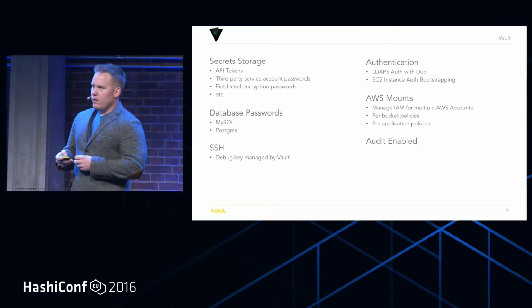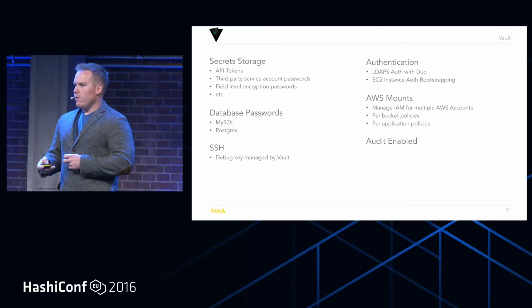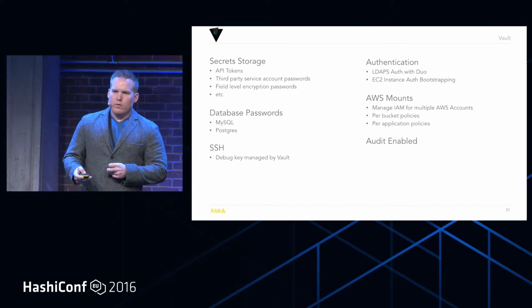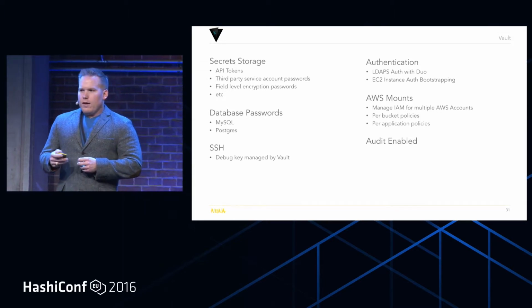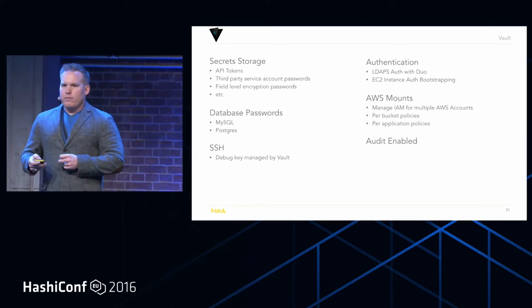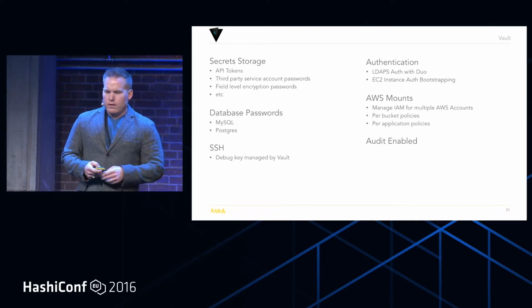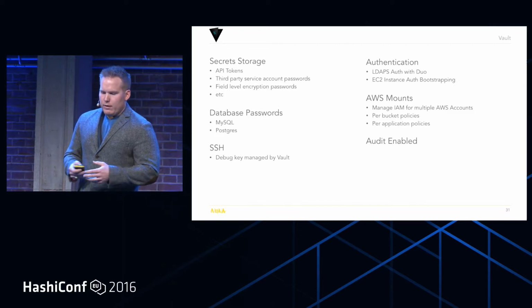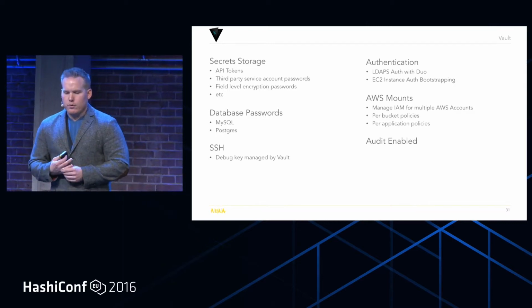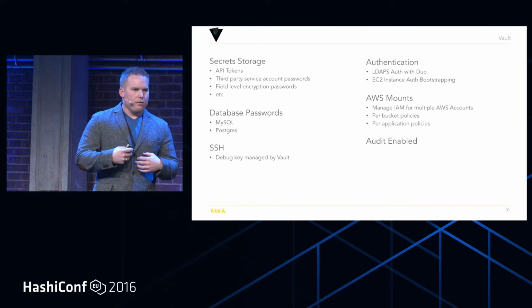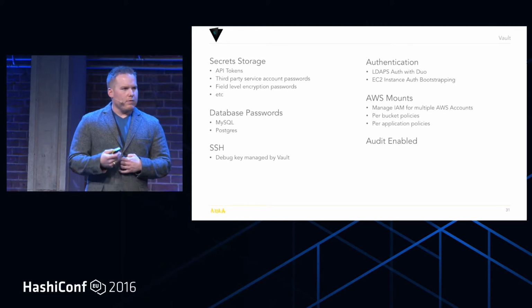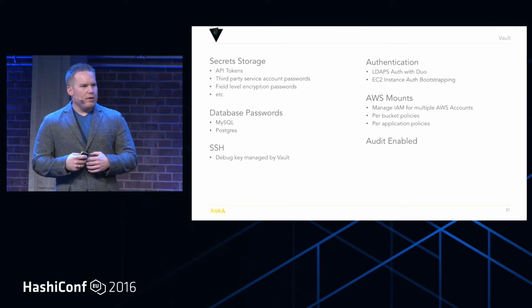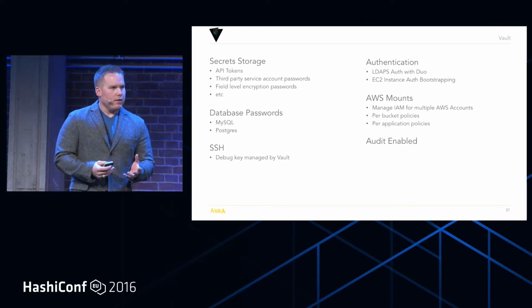If you don't do this already, I recommend it. It's really great from an accounting standpoint and auditing standpoint. You don't have to say, oh, we forgot to roll that password every 90 days, or whatever your compliance might say. Vault does it automatically for you. So we look at API tokens, third-party service account passwords, whatever we need to store that we feel are secrets, keys to SSL certificates. We have other certificate management applications in place at Nuna as well.